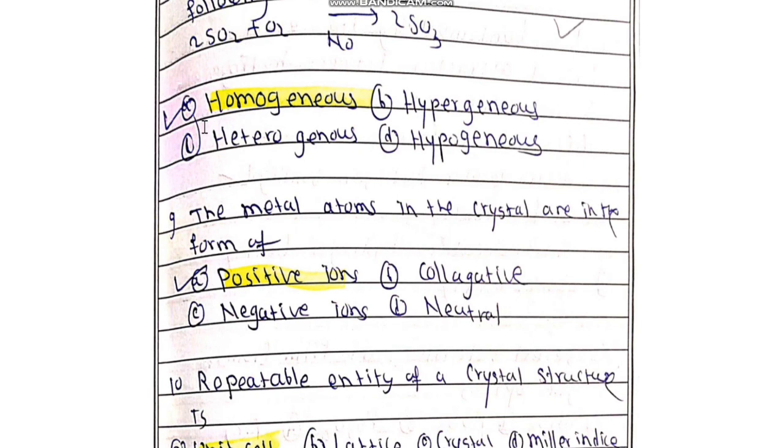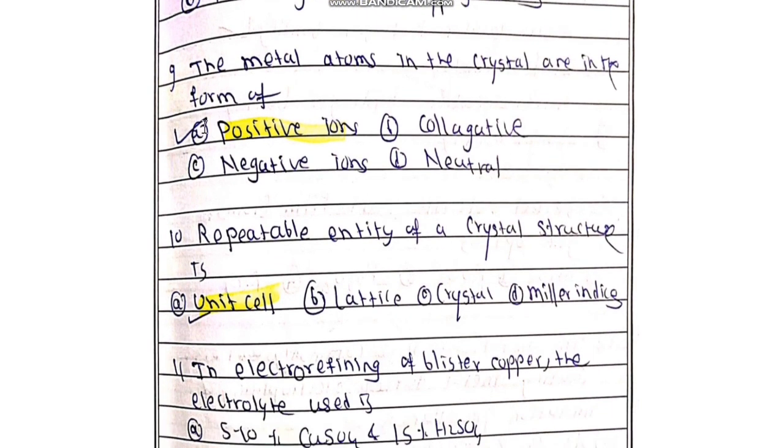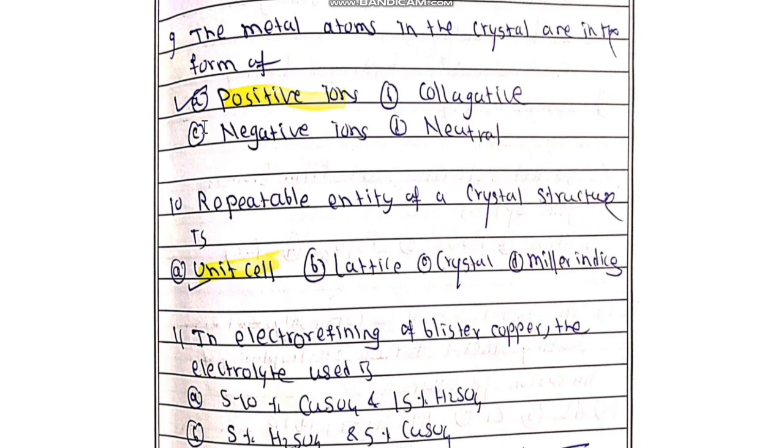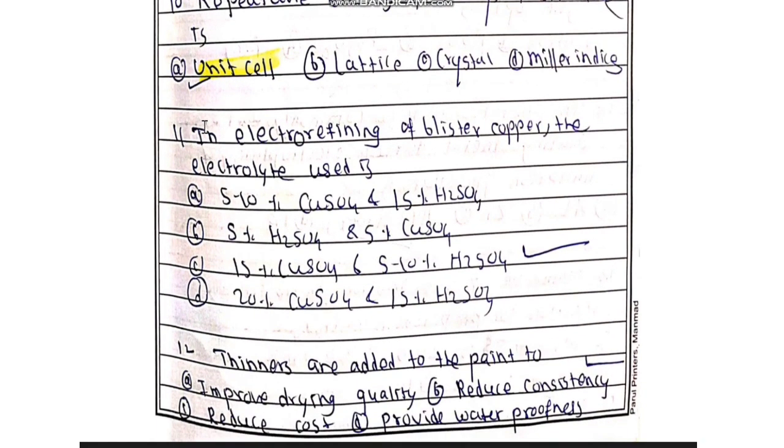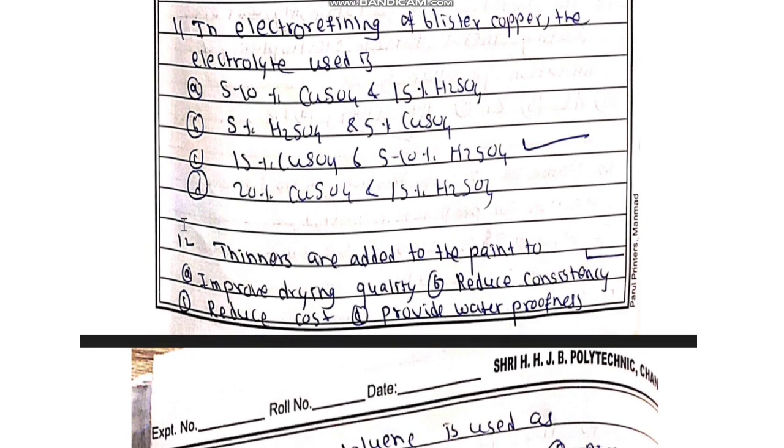The metal atoms in the crystal are in the form of positive ions. Repeatable entity of crystal structure is unit cell. In the electrorefining of blister copper, the electrolyte used is 15% copper sulfate and 5 to 10% of H2SO4.